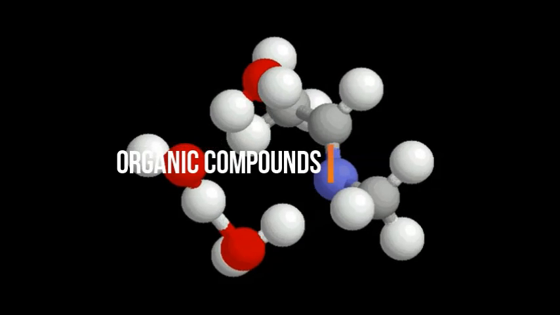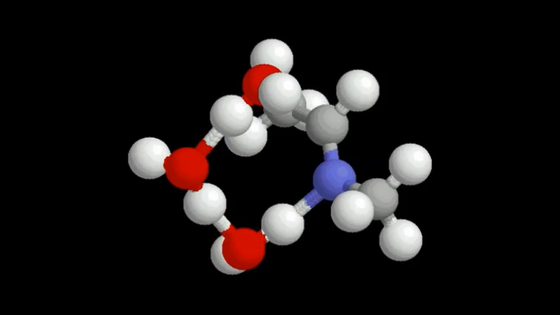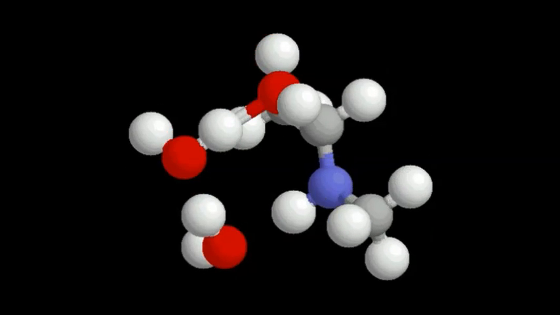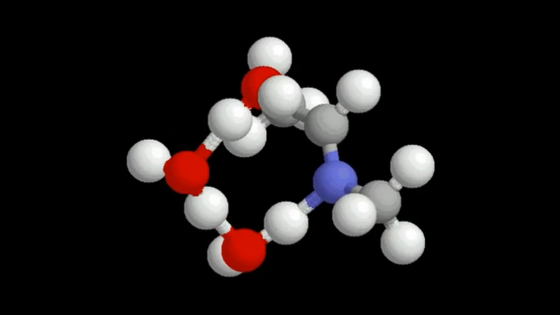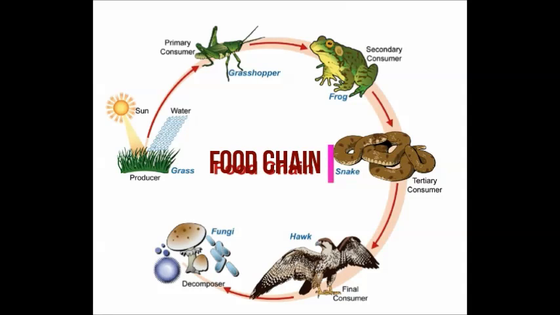Organic compounds fixed by autotrophs are the source of energy on which the rest of life on Earth depends. This energy is passed along the ecosystem in the food chain. The food chain consists of many levels. Occupying the first trophic level are the primary producers, which includes plants.